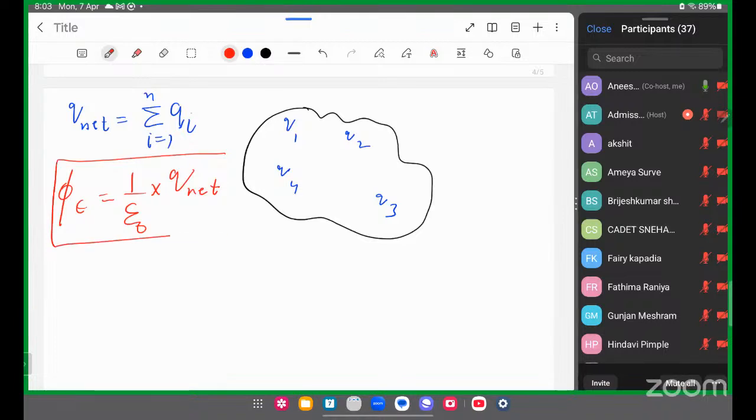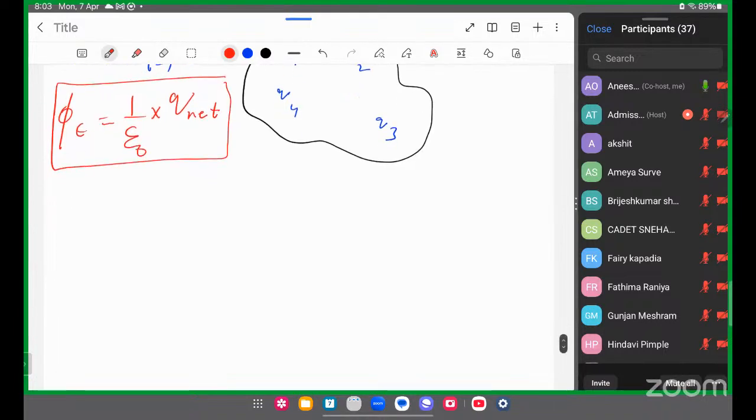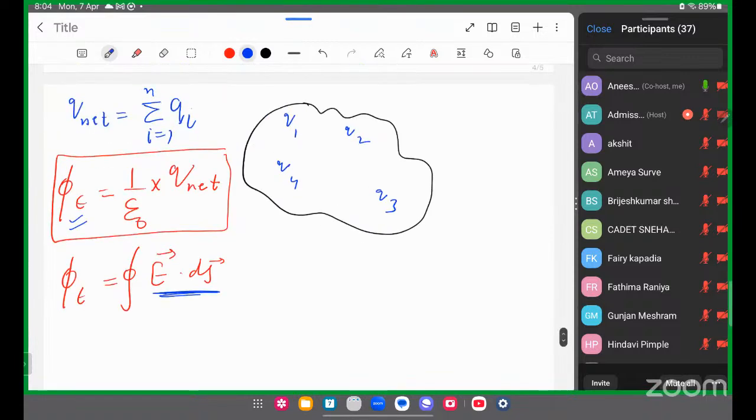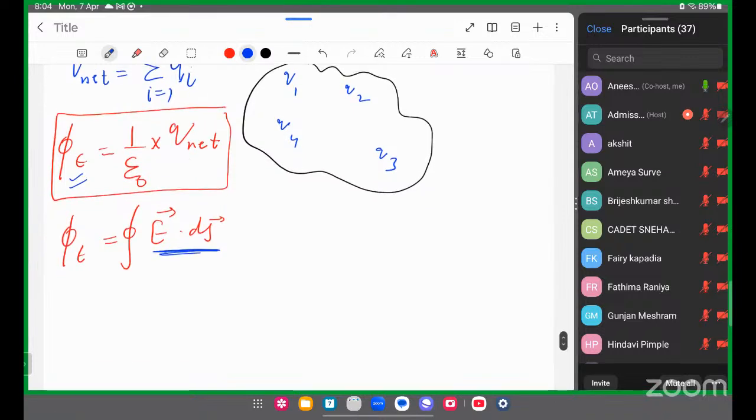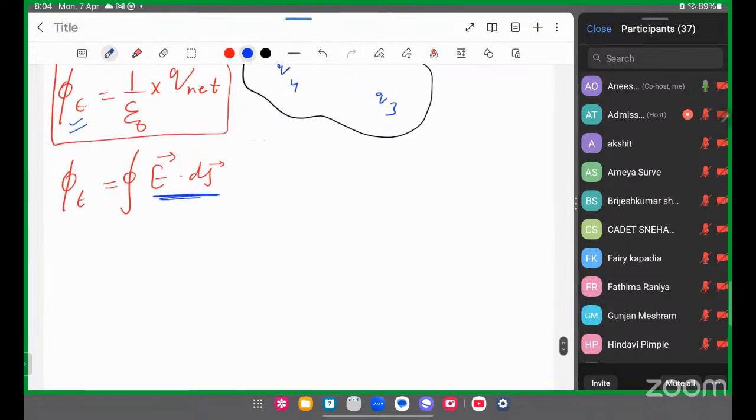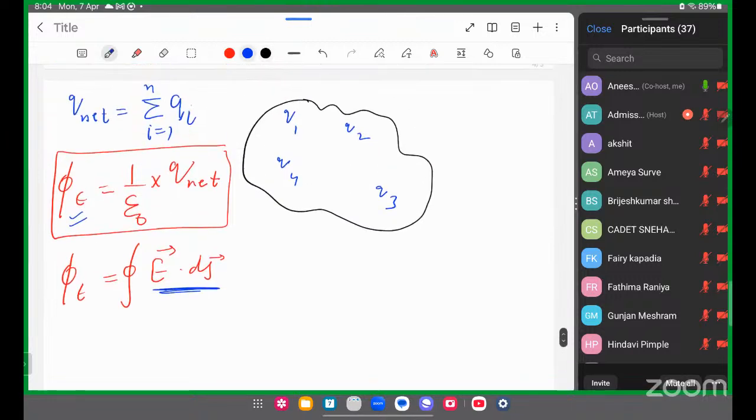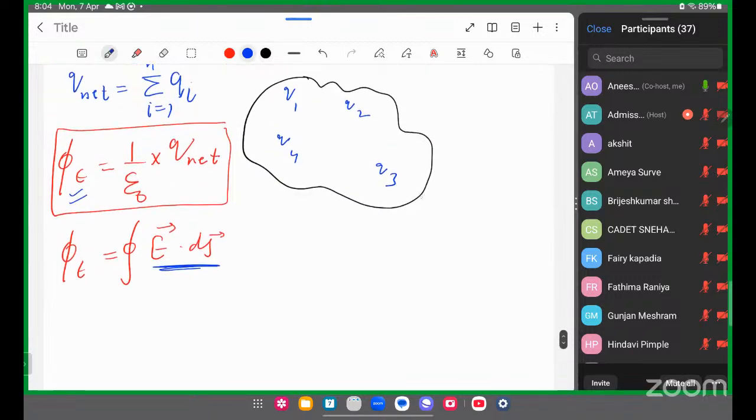This is Gauss's theorem. Or we can also find the electric flux phi using the basic definition, the surface integral of E dot ds. But this will be somewhat complex as compared to this one. So in case of irregular surfaces, we use the concept of Gauss's theorem, not the basic definition like phi equals E dot ds. For example, how it will work. But before that, let's remember it.